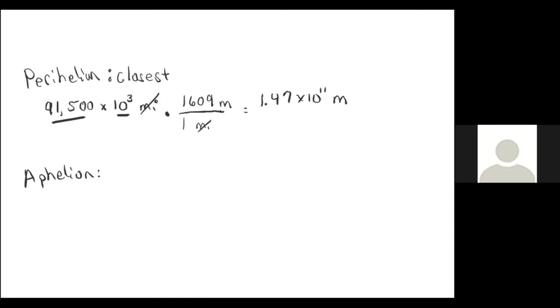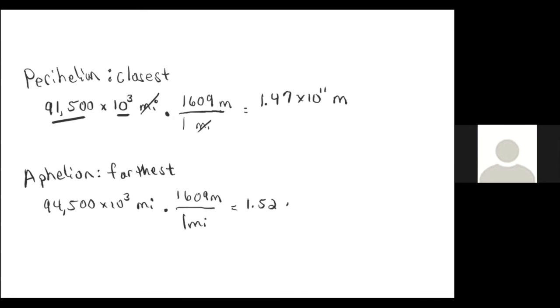So let's say farthest. We were at a distance of 94,500,000, or 94,500 times 10 to the 3 miles. So 94,500,000 miles times our conversion factor. In 1 mile, there's 1,609 meters. And that gives us a distance of, rounding again to 3 significant figures, 1.52 times 10 to the 11 meters.